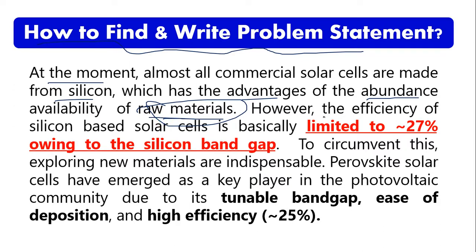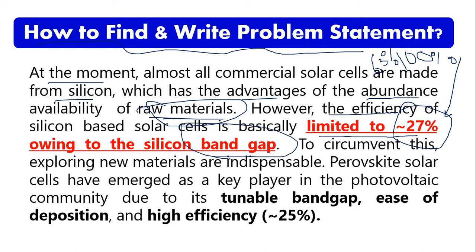However, there is a problem in silicon. Look, the efficiency of the silicon based solar cell is basically limited to only 27%. This means that we have 100% sunlight, right? 100% power and we are only getting 27%, and the rest 36%, am I right? 36? Yes, 36% we are wasting, right? So limited efficiency owing to silicon band gap. So if you are a science student, you must know the band gap, right?